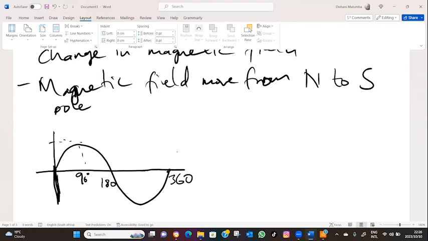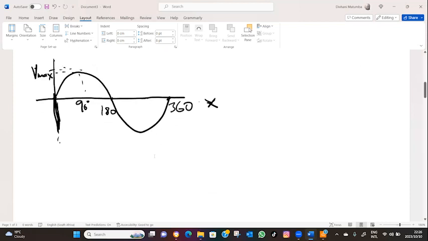However, when your conductor is at 90 degrees, you get a certain voltage. You get a voltage, Vmax. When you turn the coil back to 180 again, you don't get any voltage. So that's what happens.